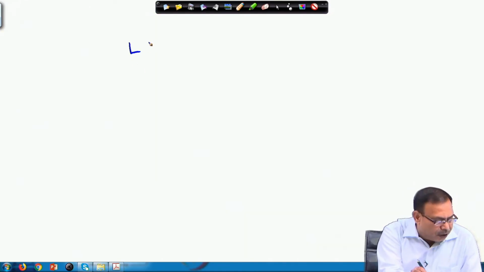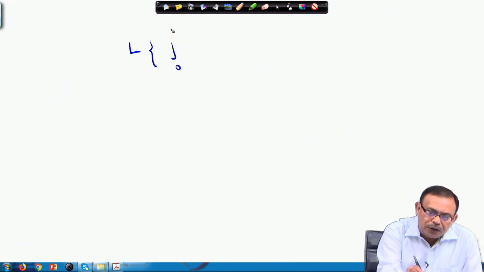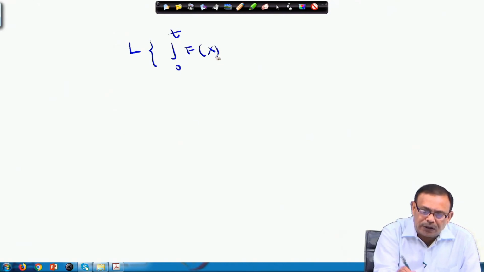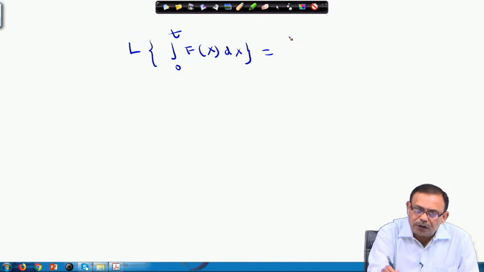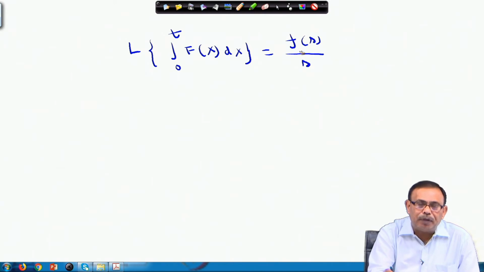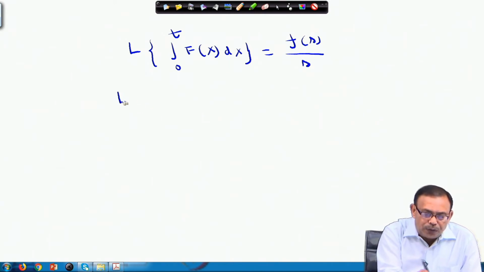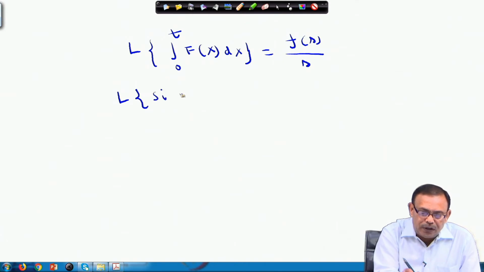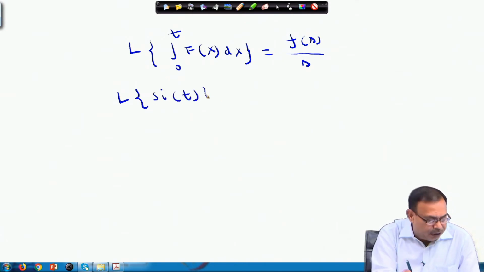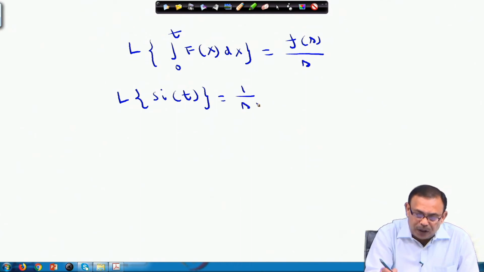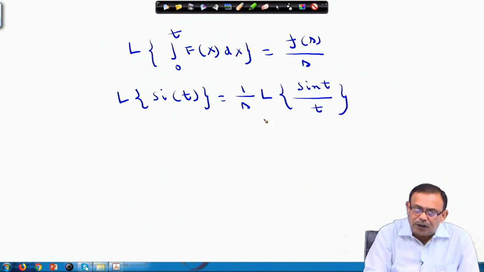You know this thing, Laplace transform of the integral from 0 to t of f(x) dx equals F(s) by s, where F(s) is the Laplace transform of f(x). So, Laplace transform of the sine integral function of t equals 1 by s times the Laplace transform of sin t by t.